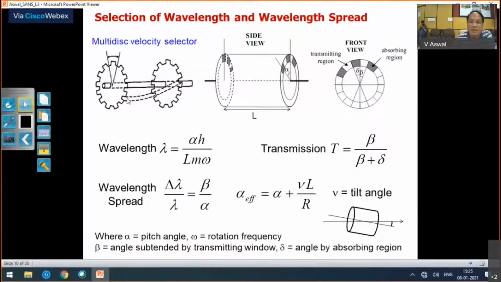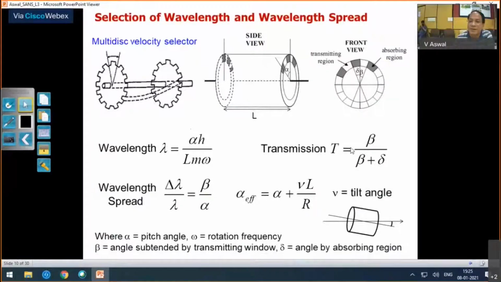And then L is the length. So length is typically about a foot, 30 or 40 centimeters around. And omega is the frequency by which it is rotated. As I said, typically around 10,000 RPM. So that decides your lambda. So you can move from, let's say, 4 angstroms to 20 angstroms. That is typically used in the case of small angle neutron scattering.